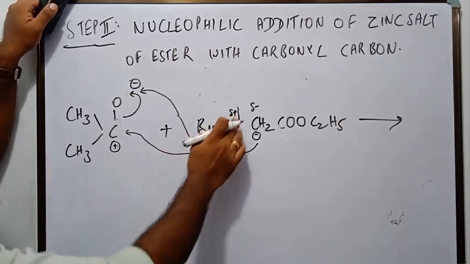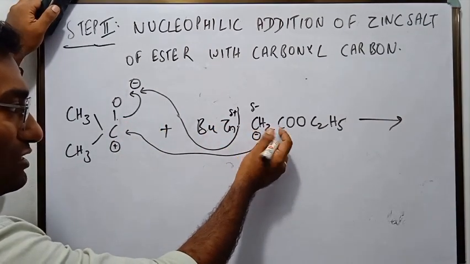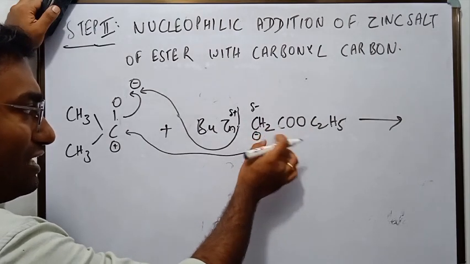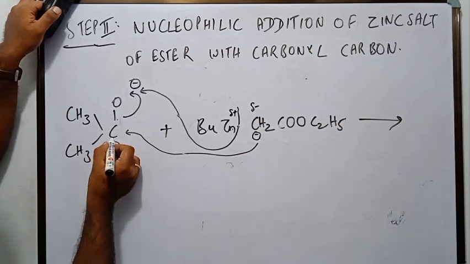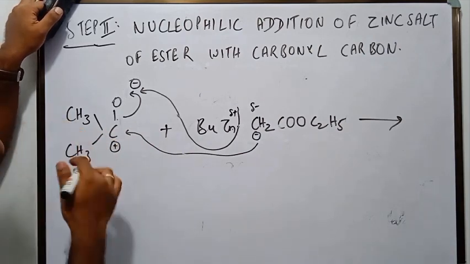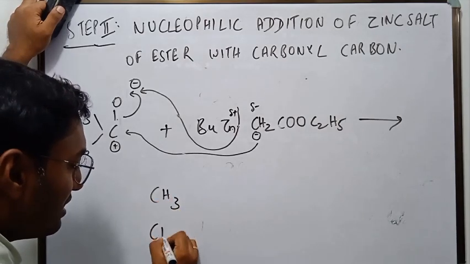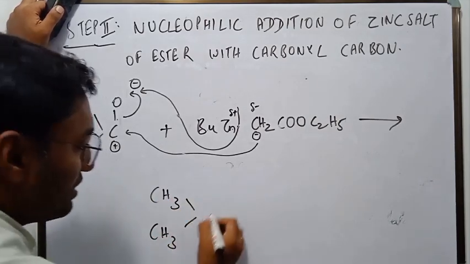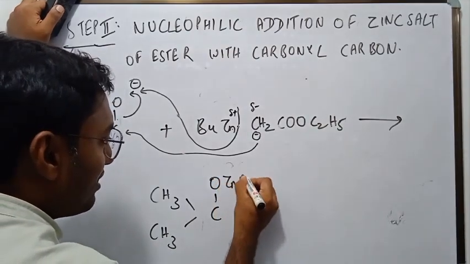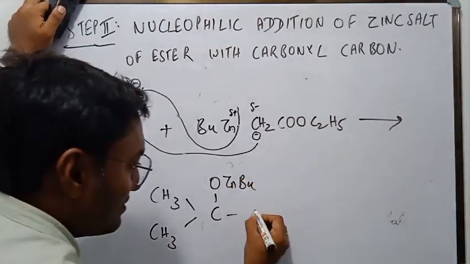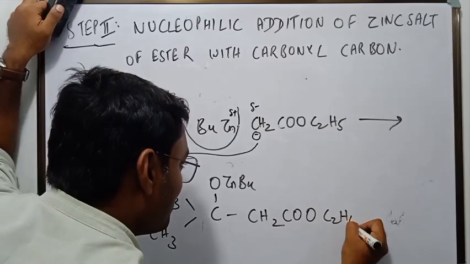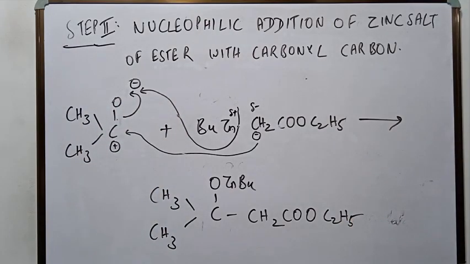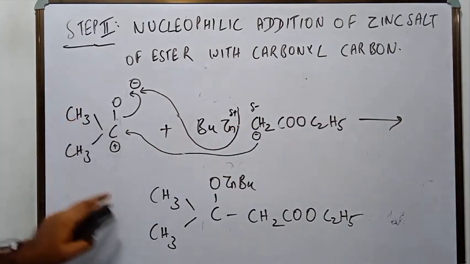When it goes to oxygen, it leaves its pair of electrons here. So that results in a carbon anion. This carbon anion is added nucleophilically to the electrophilic center, which is the carbonyl carbon. So now what we get is CH3, look at this, C OZnBr, CH2, just add this, COO C2H5. Fine? Yes. This is with the carbon zinc enolate. I have shown this with the carbon zinc enolate.